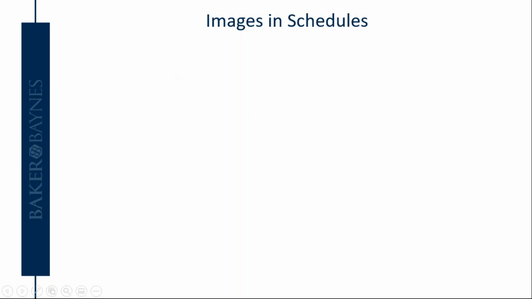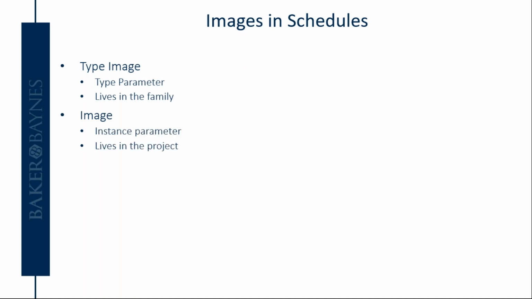So when it comes to images in schedules, there's three different types of images that you can add. So the first is called a type image. This is a type parameter and it lives in the family. Then you get an image parameter. This is an instance parameter and it lives in the project. So you can add images either way.